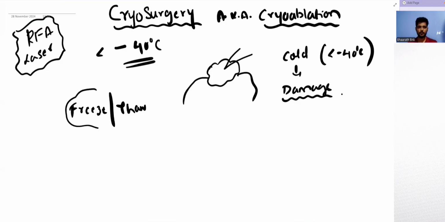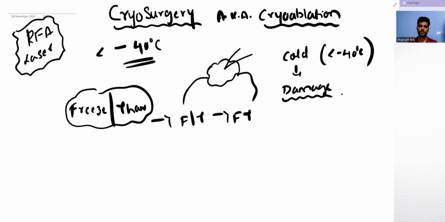Now, this warming will exponentially increase the damage that happens to the cell. And this is not just in one cycle. We freeze and we thaw. Then again, we freeze it, we thaw it, we freeze it, we thaw it. So, multiple cycles of freeze-thaw happen, which damages the cell to a great extent, and thereby we get the effects. So, that's what happens in cryoablation. Cryoablation or cryosurgery is not just subjecting a tissue to extreme cold temperature, but in fact, it is followed by reheating the tissue, and this cycle happens multiple times so that the desired effect is obtained.